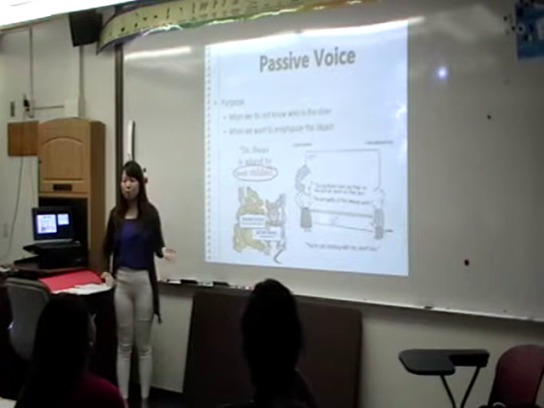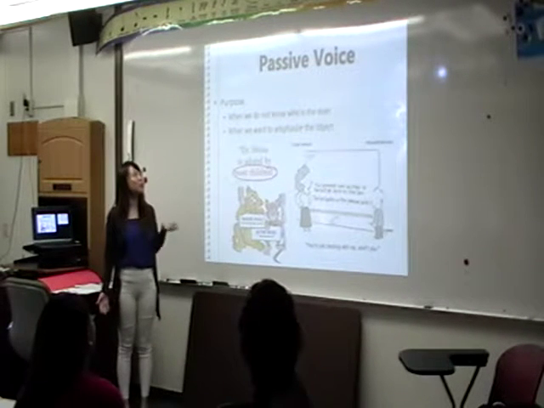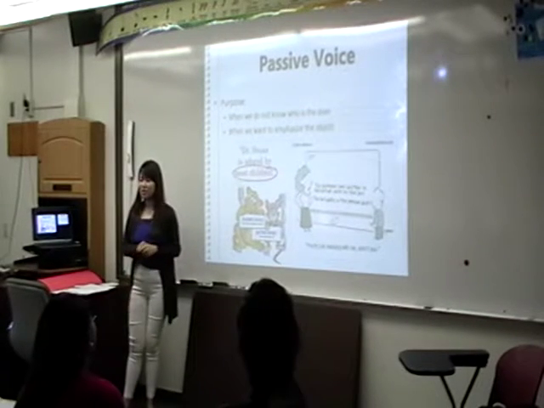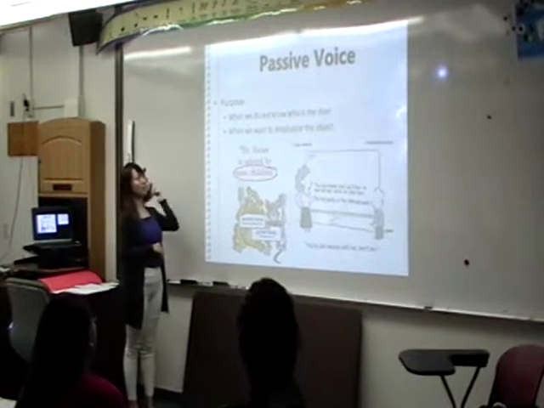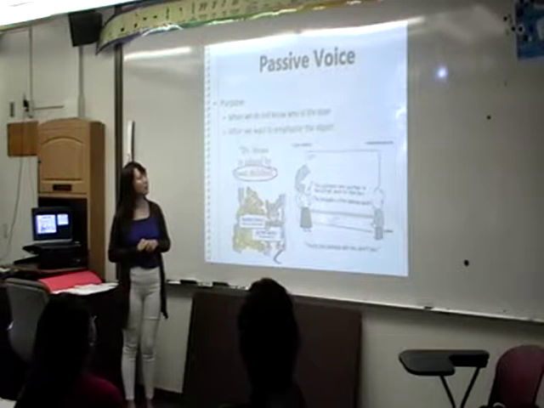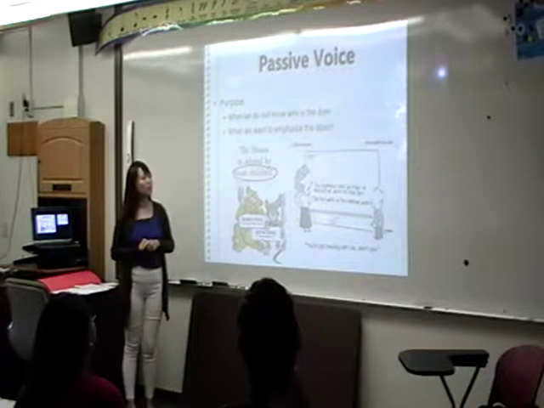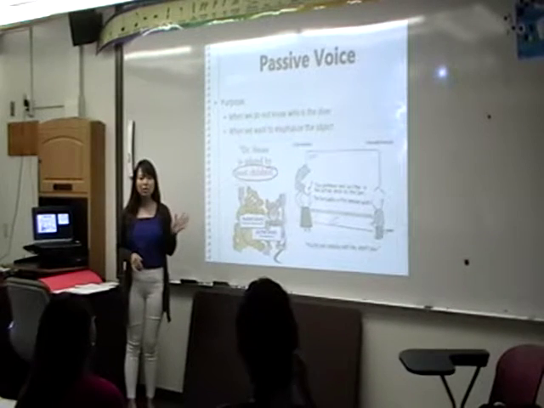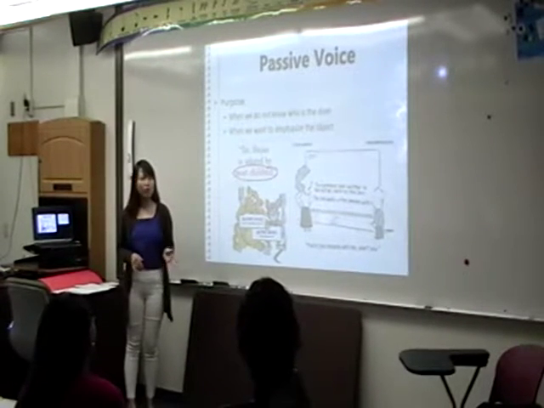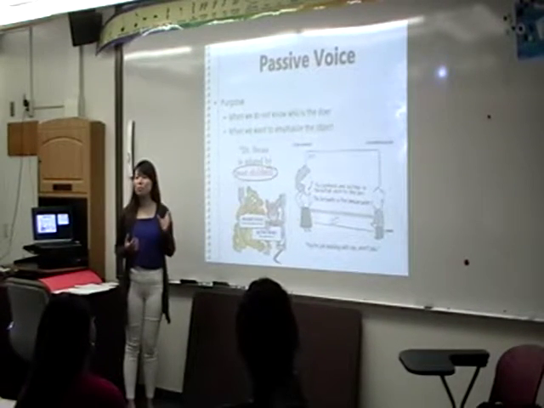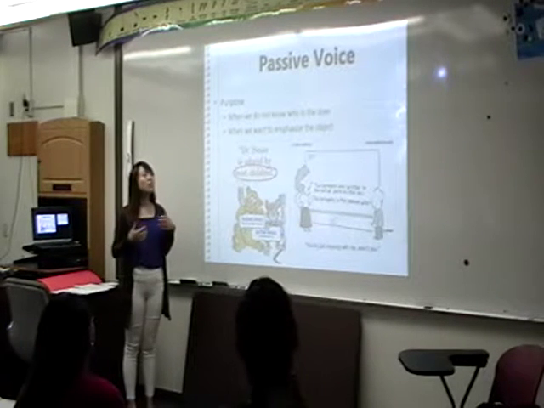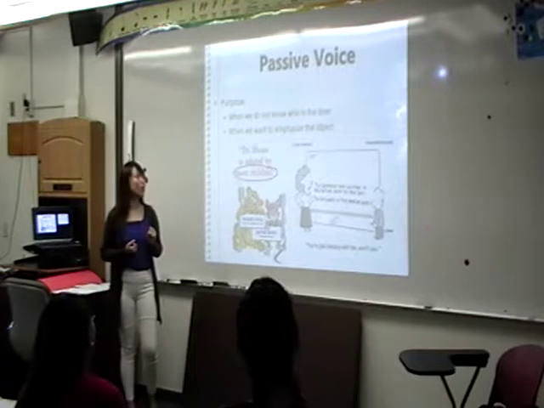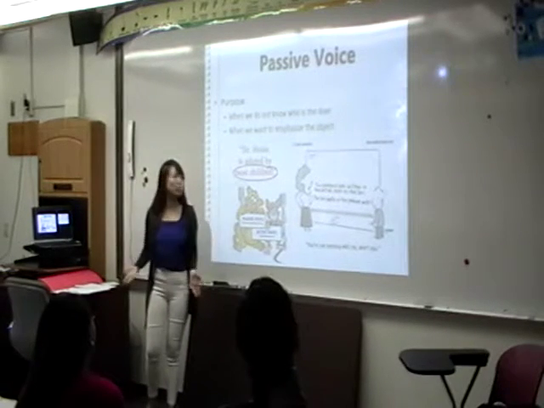What is the purpose of it? Why do we need it? Chelsea, can you read this for me? When we do not know who is the doer, when we want to emphasize the object. Very good. So do you remember the sentence? A boy gives a book to his mother. We want to emphasize the book that the boy gives to his mother. So we will put it in passive voice. Or when we don't know who is the doer.